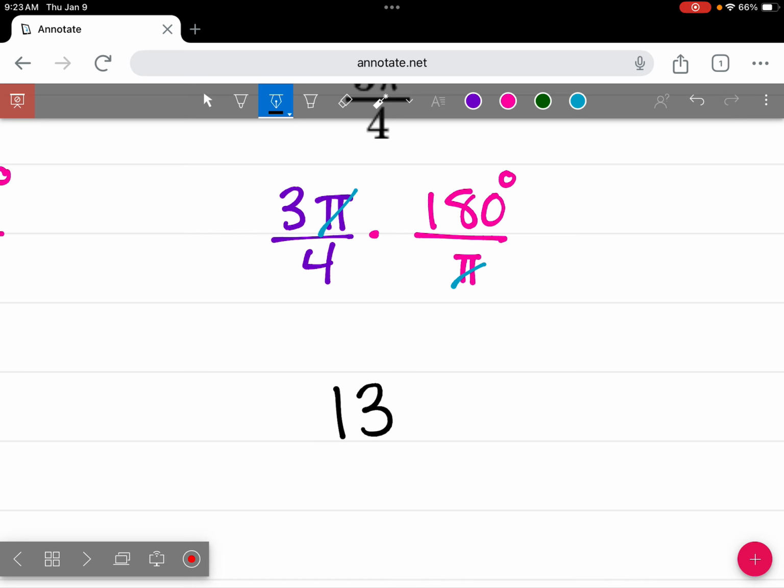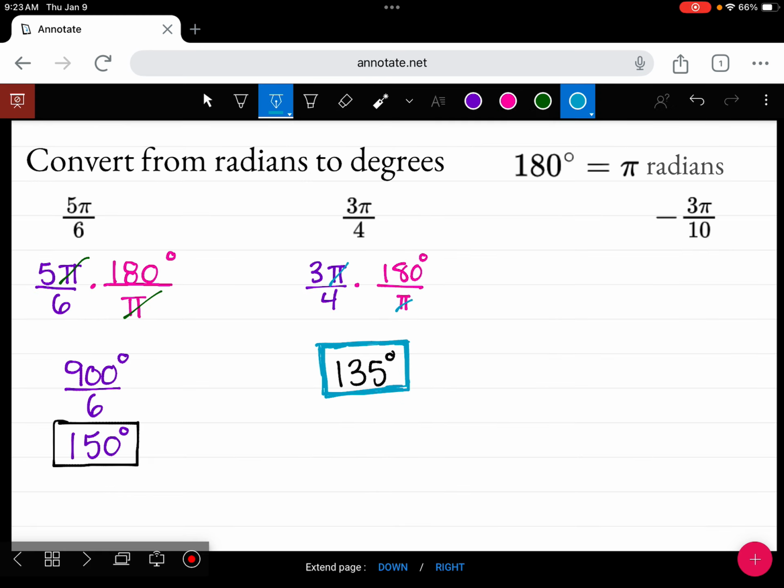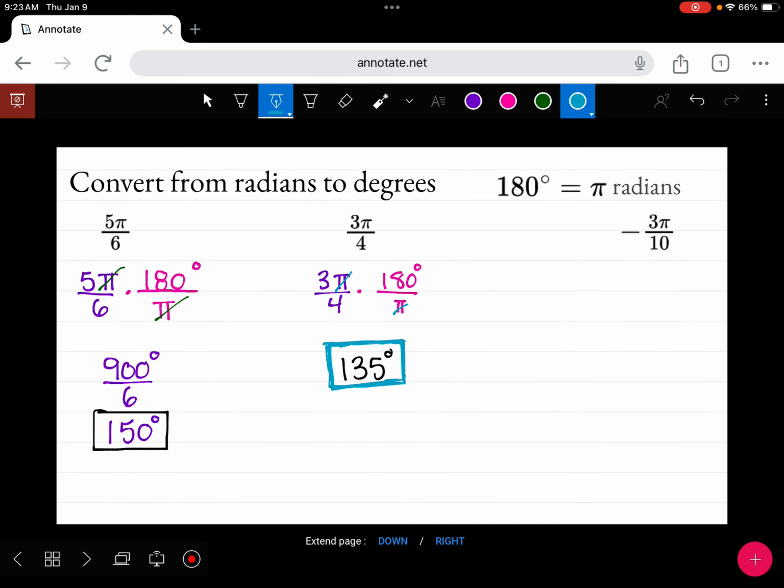135. 135 degrees. Super important to get that degree symbol on there. That's how we know it's degrees and not radians. So you gotta put that degree notation on there. Okay? One more like this.